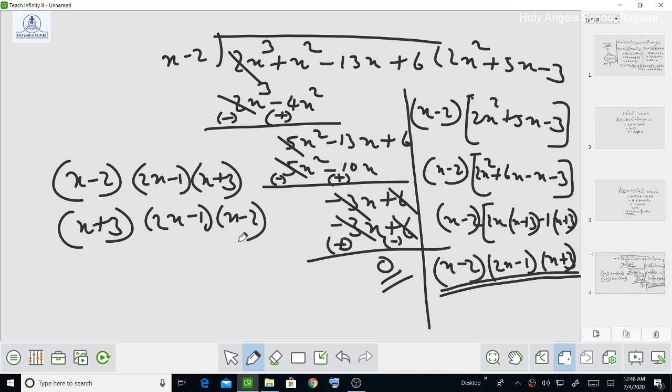Hope you have understood today's class. The remaining few questions, you may work them out and see. When you practice it, you will come to know how the remainder theorem works, and it's very, very easy. Okay?